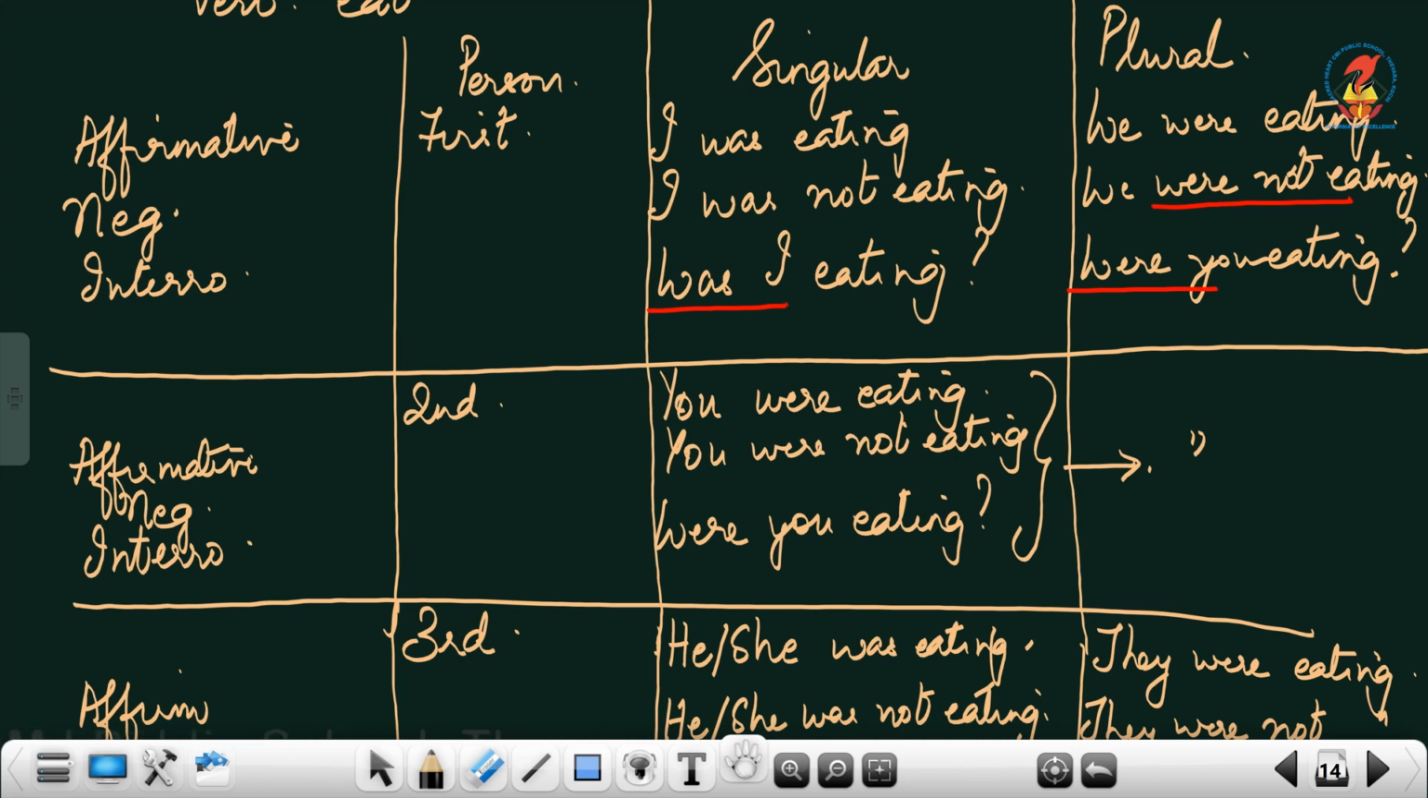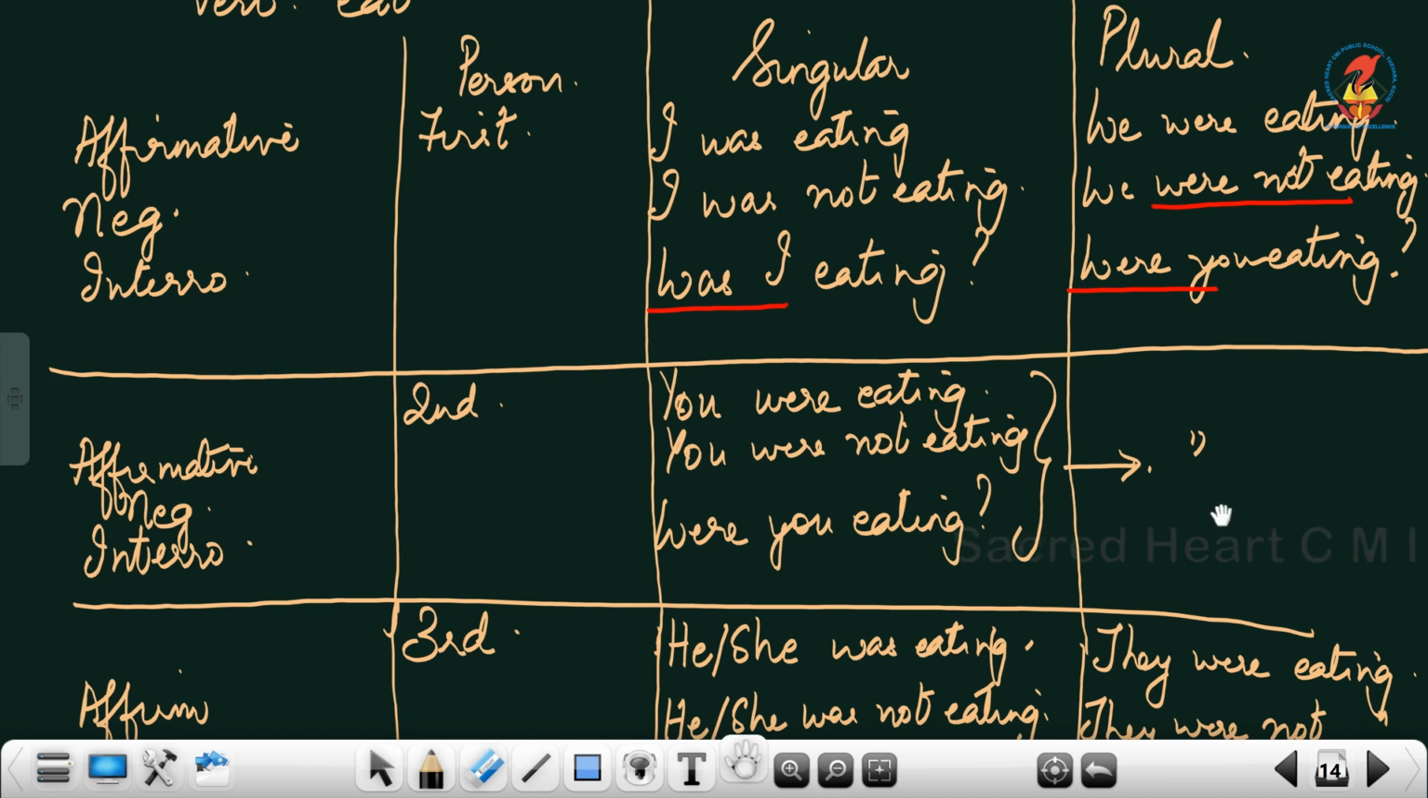Now, second person singular and plural are both the same. You were eating, you were not eating, and were you eating. The same thing is repeated here, that is why I did not write it again: you were eating, you were not eating, were you eating.